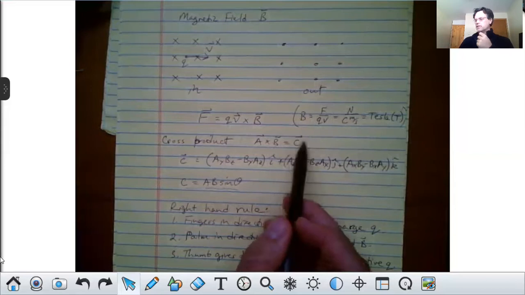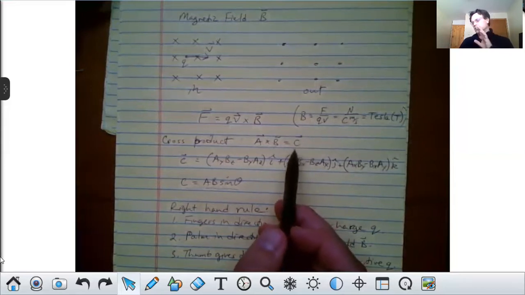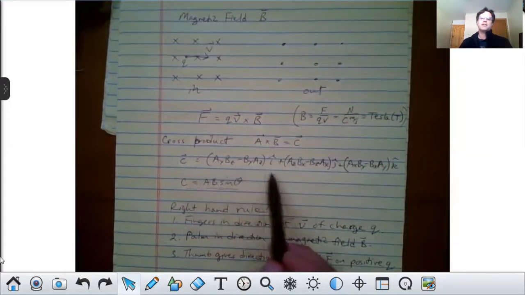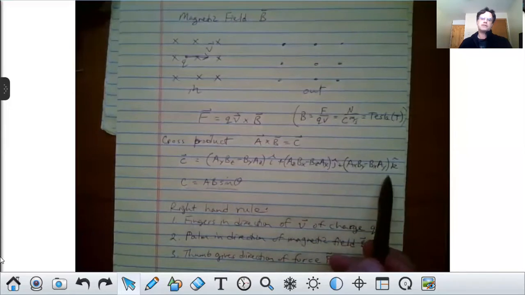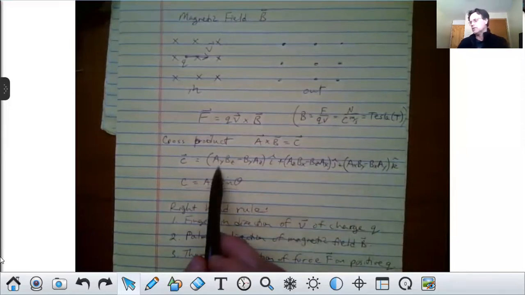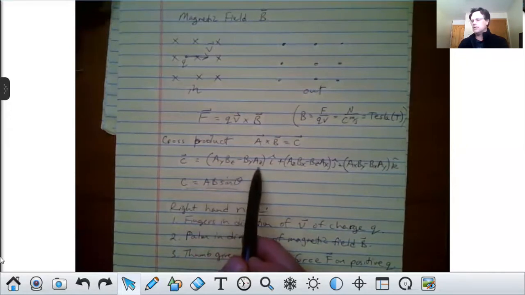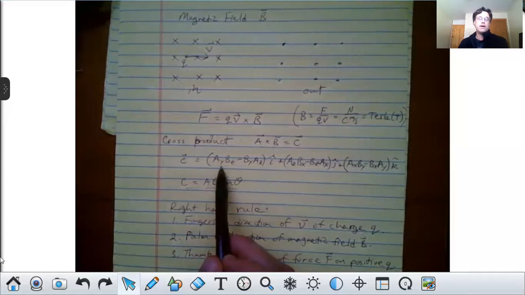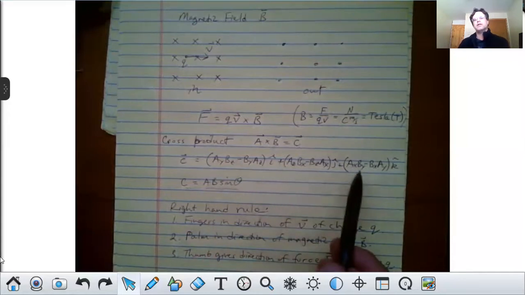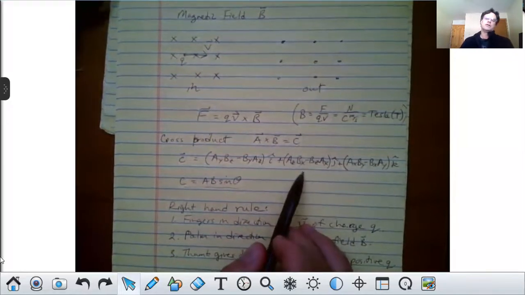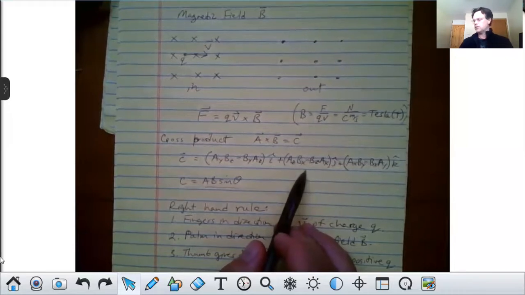You don't get another vector. Now, to calculate this, I'm not going to go and prove this, but you'll find this kind of complicated formula for the components of the vector C. So you take AyBz minus ByAz, right? And these represent the y component of A, the z component of B. You can use this formula to get the components, and this is written down in the book as well. We're not really going to use that much.